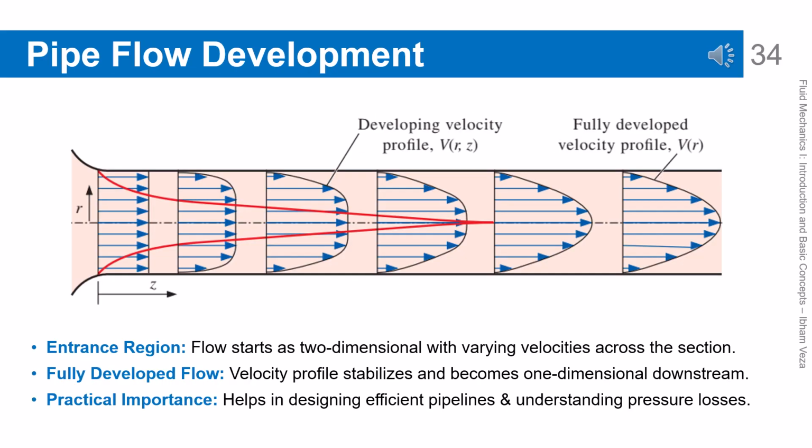Pipe flow development. In the pipe entrance region, the flow is still two-dimensional and the velocity profile is developing. Farther downstream, the velocity profile becomes stable and no longer changes in the flow direction. At this point, the flow is fully developed and can be treated as one-dimensional. The entrance length depends on the Reynolds number. This concept is important in calculating pressure losses in pipes.